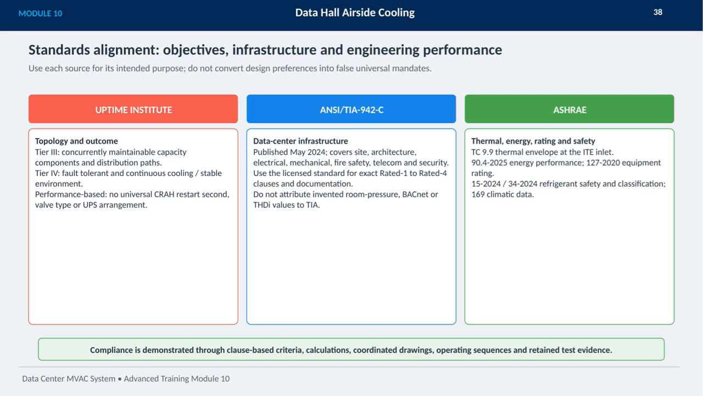Remember, always refer to the licensed standard for exact rated 1 to rated 4 requirements and documentation, and don't attribute unverified values or metrics to the TIA standard. Finally, ASHRAE standards address thermal conditions, energy performance, equipment ratings, refrigerant safety, and climatic data relevant to data centers. Compliance with all these standards is shown through detailed criteria, calculations, drawings, operating sequences, and preserved test evidence to ensure proper engineering and operational performance.